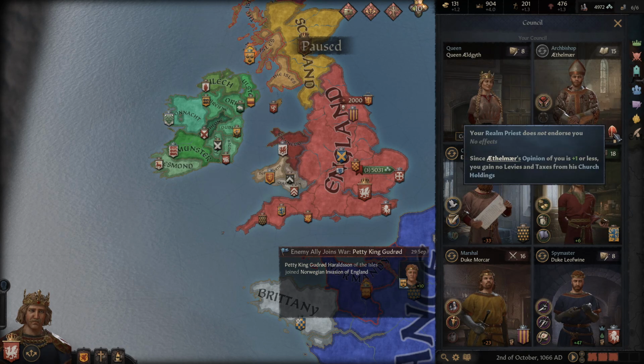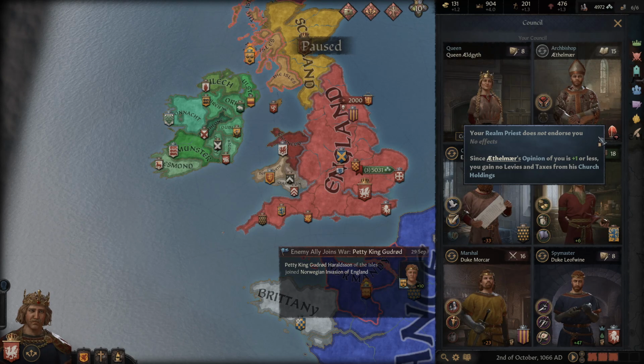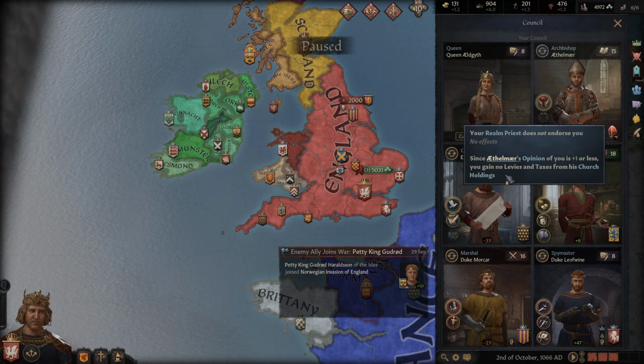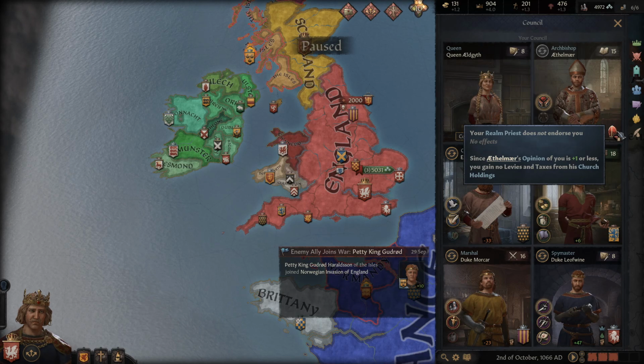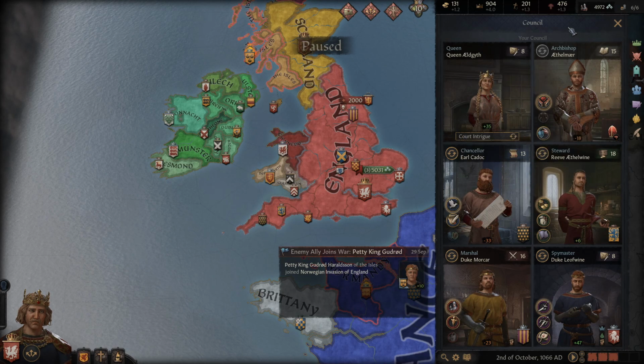If this bishop does not endorse you, the bishop who actually owns or controls most of the ecclesiastic holdings, which are the temples and stuff, he will not pay any levies or taxes towards you. So it is very important you get his opinion up to positive numbers, or otherwise he will not give you any levies or taxes. So just keep that in mind.